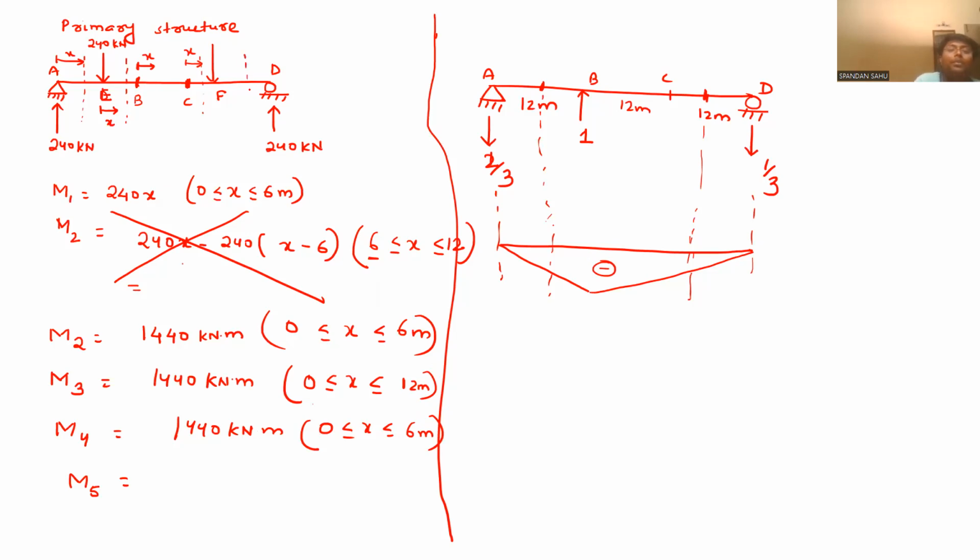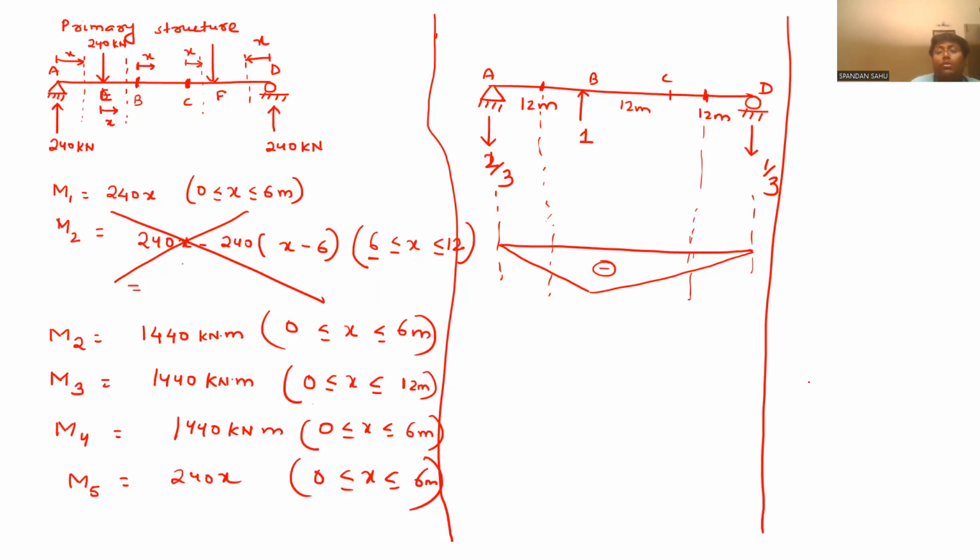For M5, if you take X from this side and write, will it be easy? You can write directly. X will vary from 0 to 6 meter. You got it? Now, in this case, you have two redundants.